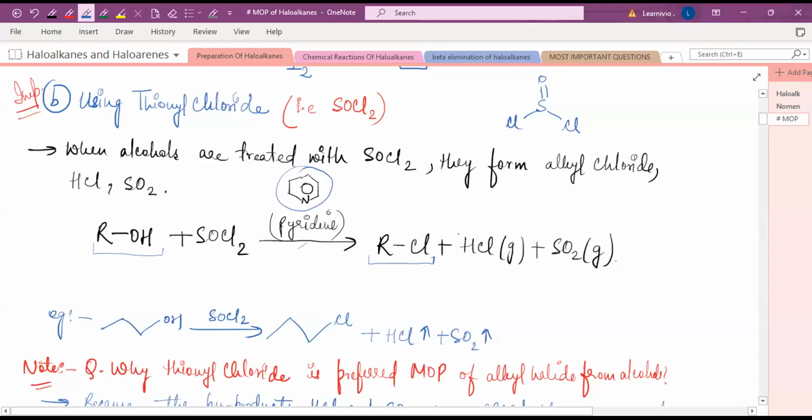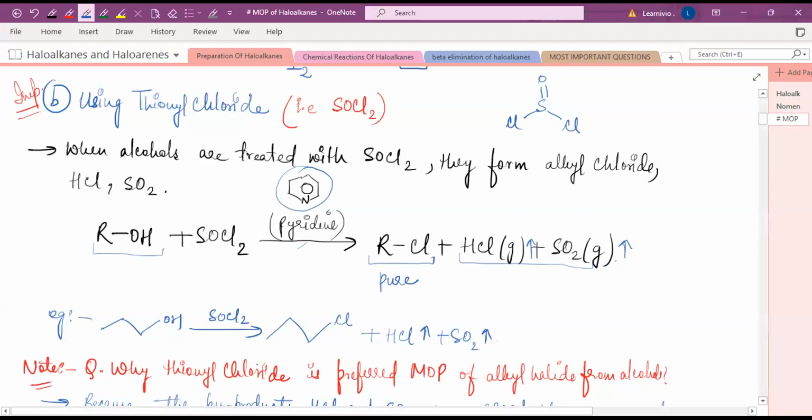Okay, plus what are the byproducts? Your byproduct is HCl plus SO2, right? This SO2 and HCl are in gaseous phase, so they just evolve out from the reaction, and in this case you will get the pure product. That's a major merit of this reaction, right?